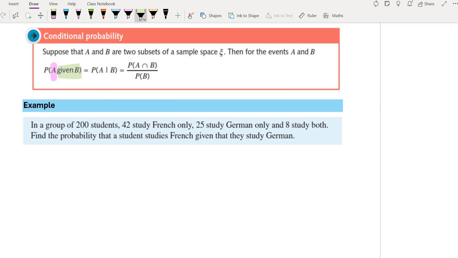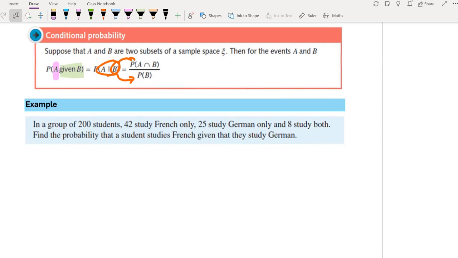And to find it, what we need to do is find the probability of A intersection B divided by the probability of B. So whatever this letter is here goes to the bottom, intersection of the two goes to the top.